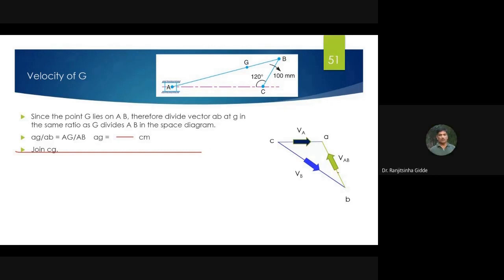Then locate that point. Show this dotted line.